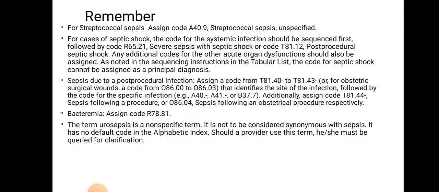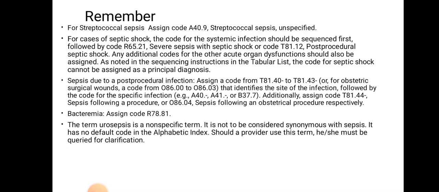Now you have to remember first some codes which are very specific and which you can come across for coding this DX. Like for streptococcal sepsis, you have to assign code A40.9. If the organism is mentioned, you can code the specific code, like here A40.9. If it is unspecified, you will code only A41.9 as mentioned earlier.